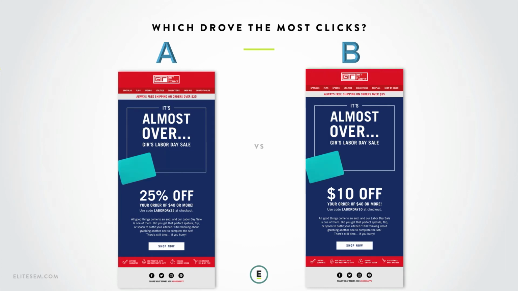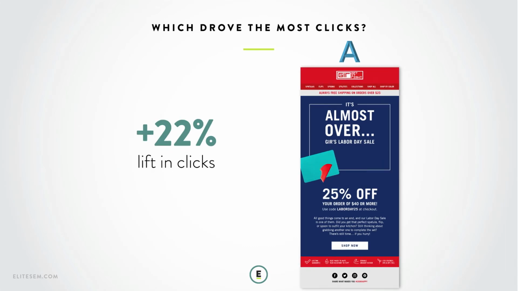Pretty good mix. I'd say more are leaning towards A, and you're right. A drove a 22% lift in clicks. So even though it was the exact same promotion, we had a different spin on it. Not only was it feeling more expensive or like a deeper discount because it was a higher number, but it was something that the brand didn't really use that often. They always used the $10 off when they had this particular promotion.